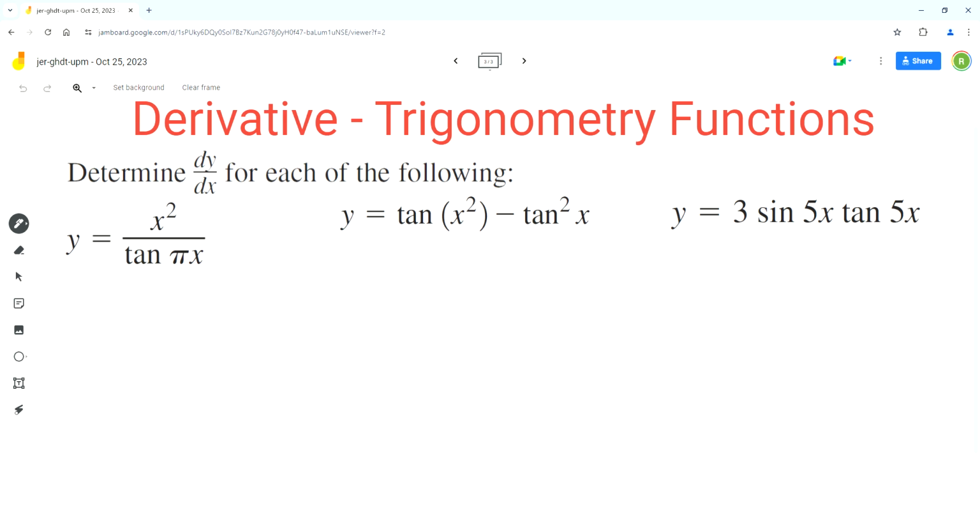So as per the quotient rule, we start with the derivative of the numerator, and as per the power rule, the derivative of x squared is 2x times the denominator, minus the numerator expression times the derivative of the denominator, and the derivative of tan function is secant squared.